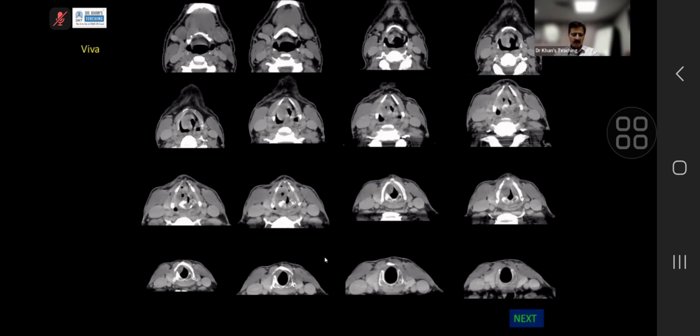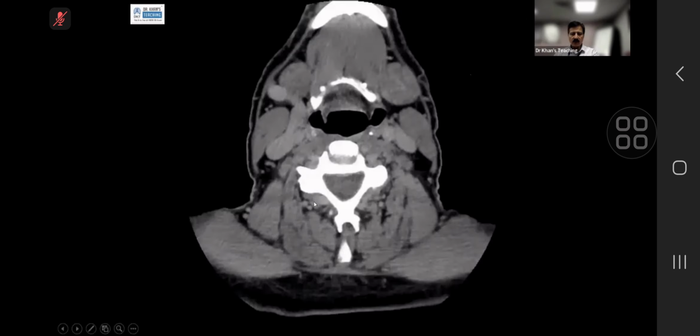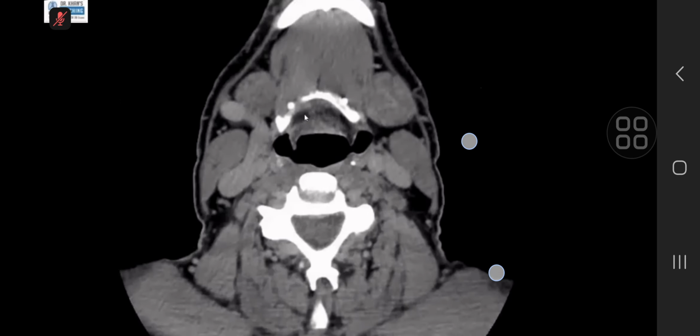Now, I'm going to show you a case, which, if you see here, we are at the level of the pre-epiglottic fat, and then there is something happening here, and we go down. So I am going to ask you leading questions. Now I'm going to show image after image. Okay. What is this structure? The pre-epiglottic fat.